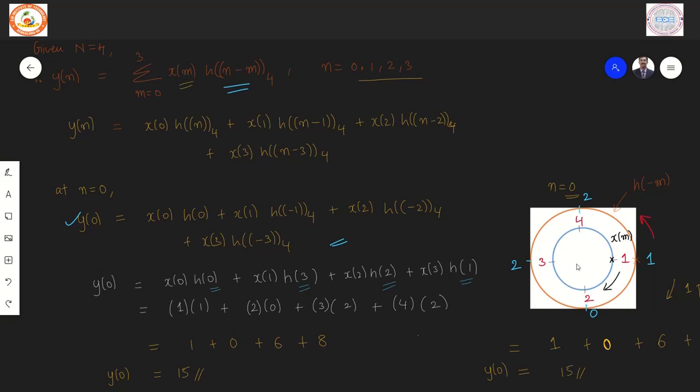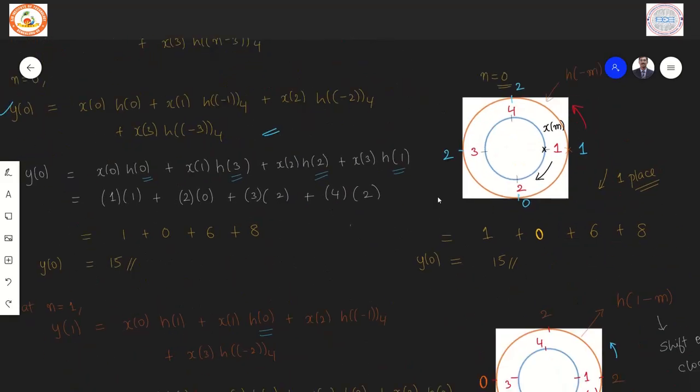Therefore, x of m we write on the inner circle, and the convention we are following is the clockwise direction. So the numbers are 1, 2, 3 and 4 for x of m. Meanwhile, we have h of minus m. Since the sign is minus, we write out this sequence in the reverse direction, reverse to what we have taken for x of m. Therefore, the values are written as 1, 2, 2 and 0. Now, multiply the respective terms: 1 into 1, 2 into 0, 3 into 2 and 4 into 2. We get the answer, which is 15.